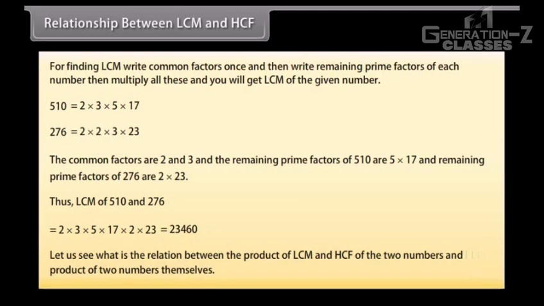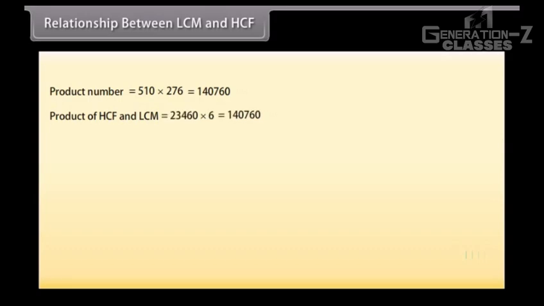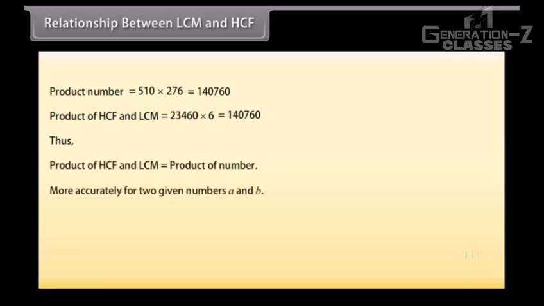23,460. Let us see the relation between the product of the LCM and HCF of the two numbers and the product of the two numbers themselves. From the above example, the product of the numbers is 510 × 276, which equals 1,40,760. The product of HCF and LCM is 23,460 × 6, which is 1,40,760. Thus, the product of HCF and LCM is equal to the product of the numbers. More accurately, for two given numbers a and b, HCF(a, b) × LCM(a, b) = a × b.